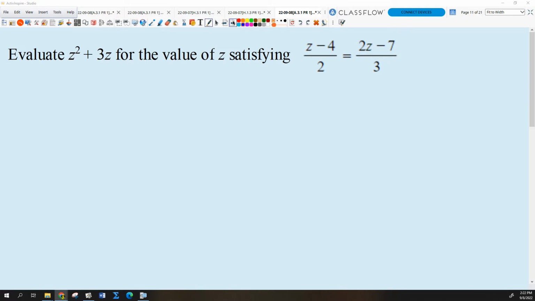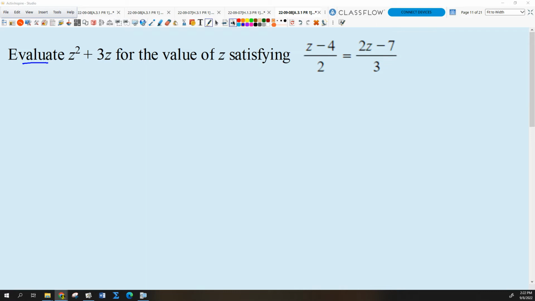So now it's not a hard problem, but they're asking you to do a process here. So take a second and think about what they're asking first of all. There's a lot of the terminology we've been using over the last few days. So let's read through this. What does this part mean? Evaluate z squared plus 3z. Evaluate means value means number. We're going to plug a number in for z for this expression for the value of z satisfying this equation.